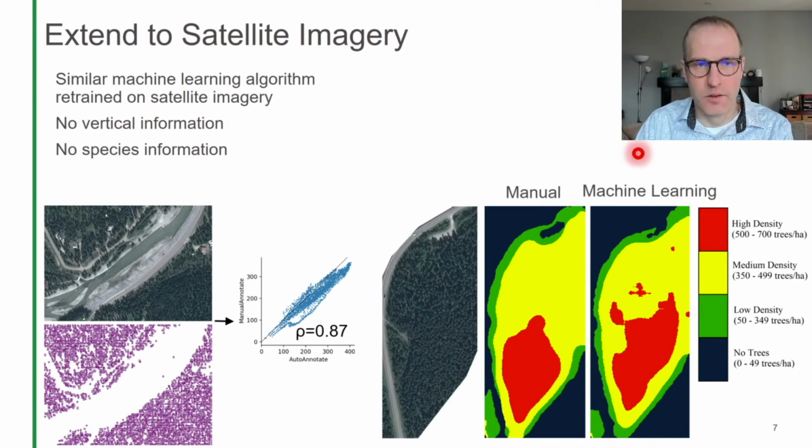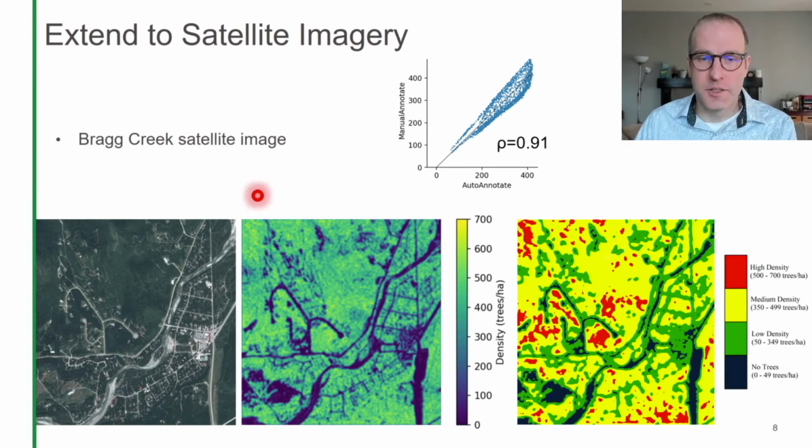We don't have any vertical information. We can't understand tree height. There's not enough resolution on the elevation to distinguish between ground and the tops of the trees. But we do have some promising results for understanding coniferous versus deciduous when this is applied to imagery taken in the winter. We could extend that to maybe a community rather than looking at a river.